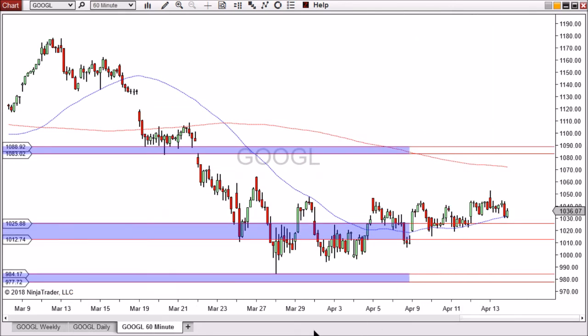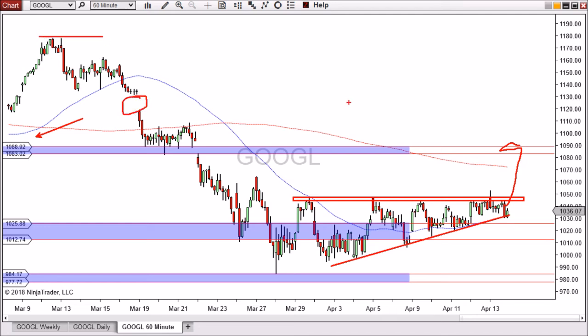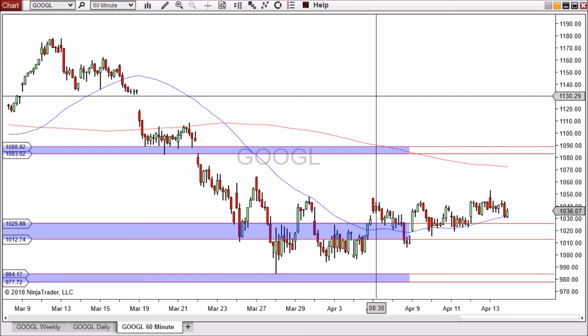And on the 60-minute, once again, you've got this coming up, and then you've got this area of potential resistance. If we could break above and move above this zone at the 1089 area, then we could come up and put these guys back in play. But if we come back down and break below this zone here, this 1013, 1012, then once again we'll be looking at under 1000. Okay, so that is the FAANG stocks.